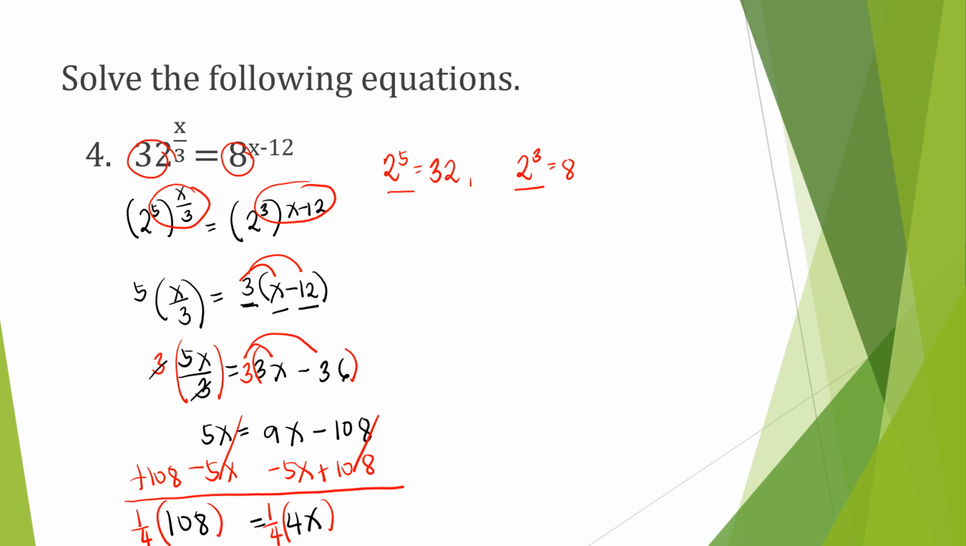So 1/4 multiplied by 108 is 27. Is equal to 1/4 multiplied by 4 is x. So the answer is x is equal to 27.